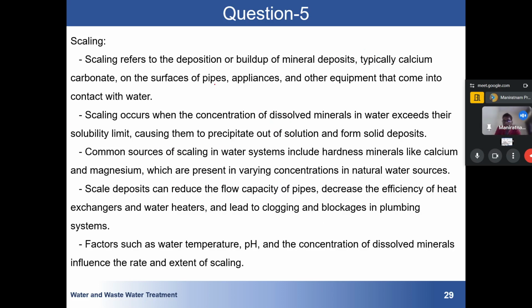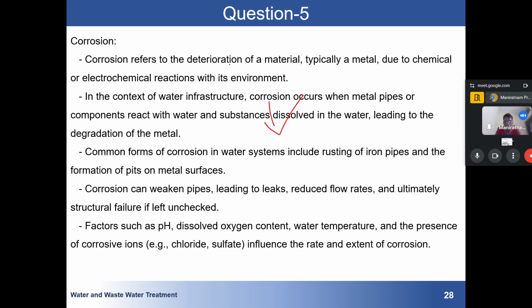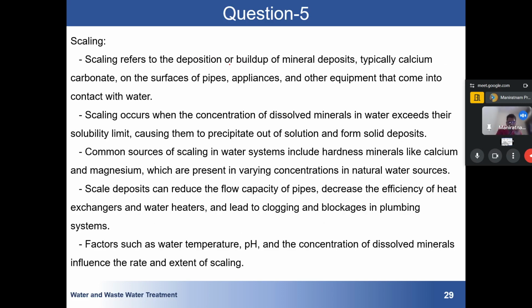On the other hand, scaling. Remember, corrosion means rusting and all these things. Scaling means formation of a white layer, which you may see if you are using a water heater at home. You can see a white layer on the surface of your heater, and it is due to this only. When your water is very hard, on heating, the calcium and carbonate will react and form a white precipitate, and that is known as scaling.